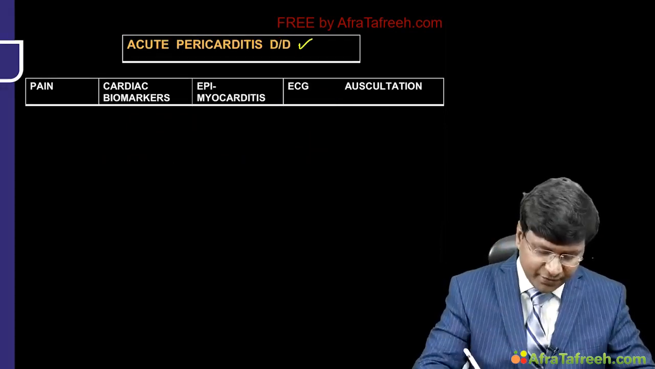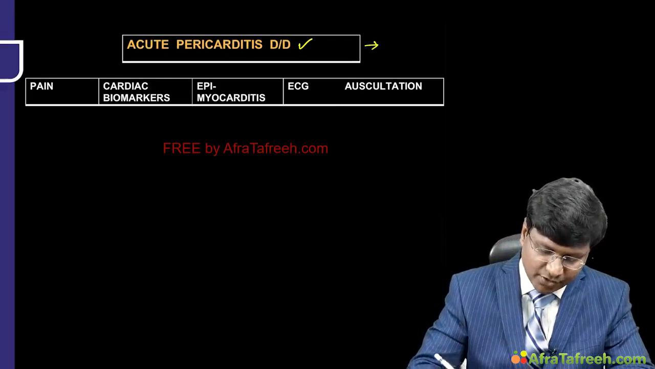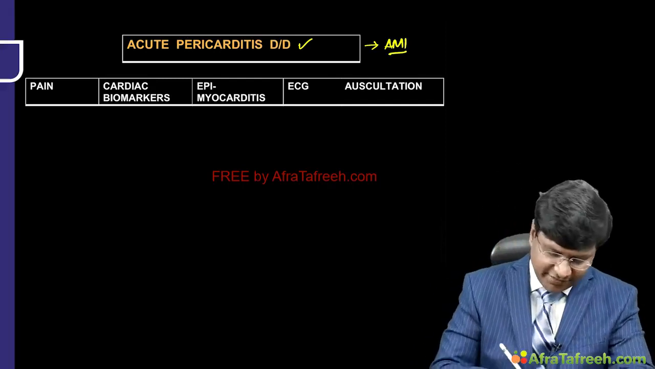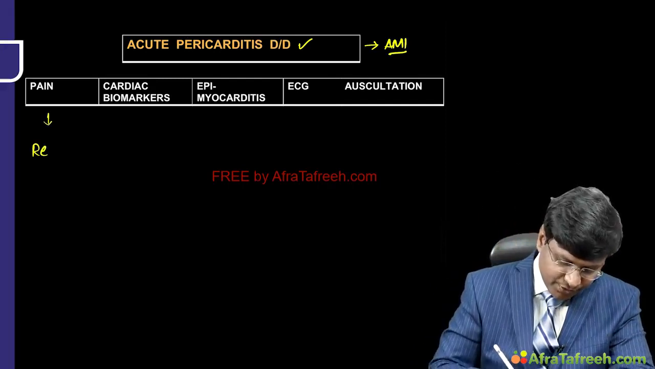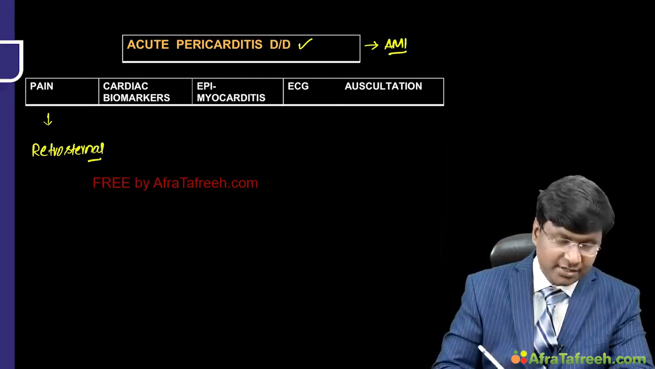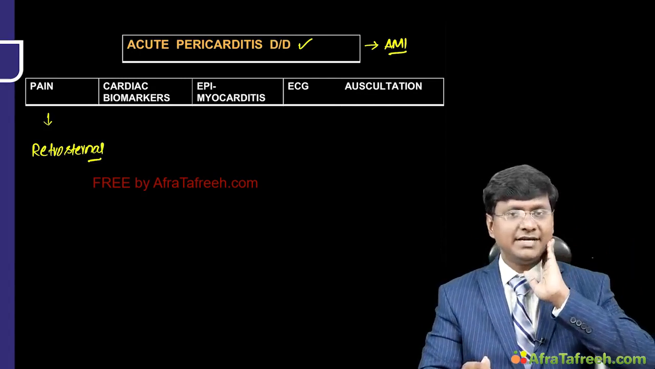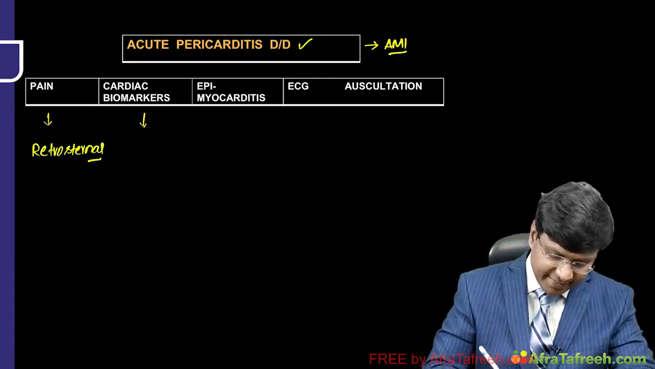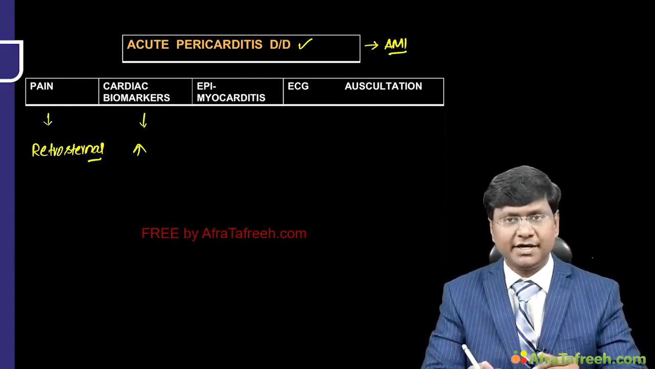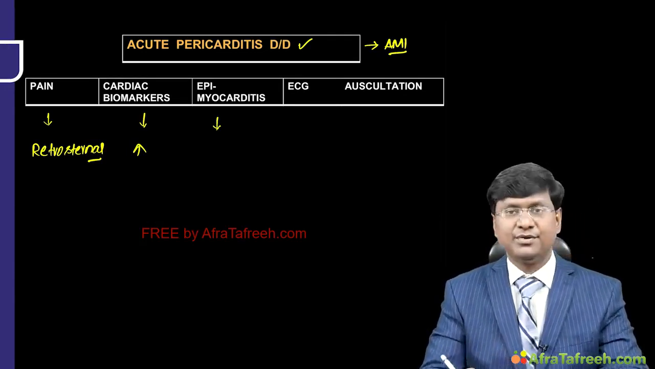Now, the differential diagnosis of the pain of acute pericarditis is acute myocardial infarction. Even in acute myocardial infarction, the pain will be retrosternal, radiating to the left arm as well as the shoulder and the left jaw. And the cardiac biomarkers are elevated. They are elevated in pericarditis, and in acute myocardial infarction also the cardiac biomarkers are elevated. And we have a terminology called epimyocarditis.